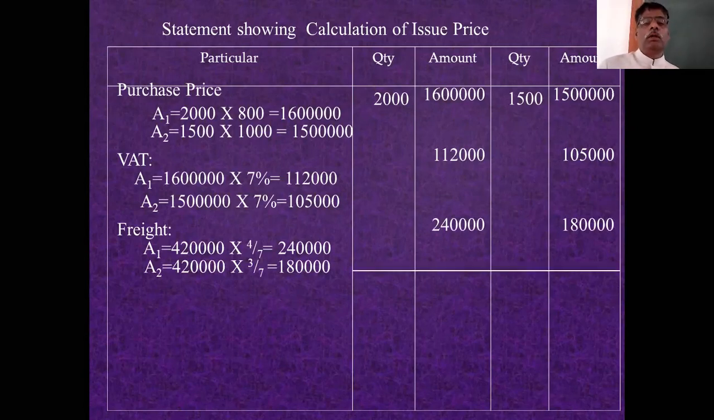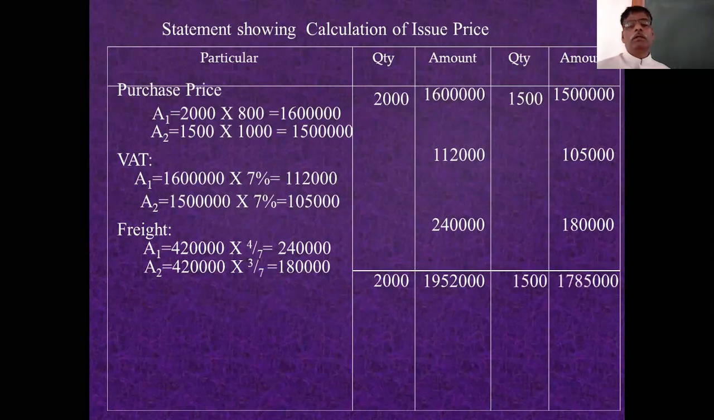Then you take the total. Total quantity is 2000. There is no change. Total amount of the first is 19,52,000. Total quantity of the second is 1500. Then amount is 17,85,000.